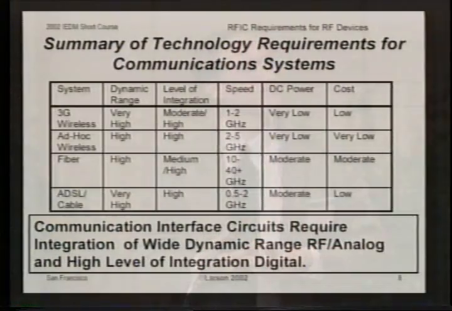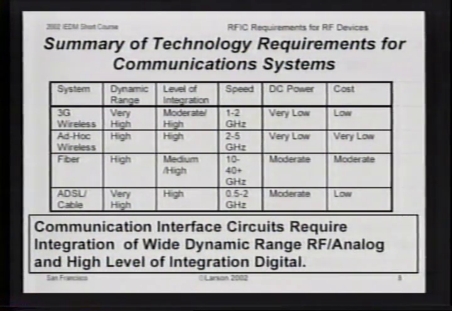So this chart summarizes the technology requirements for a variety of different high-frequency communications applications. I've also thrown in some wireless, wireline and fiber optic-based systems as well, to show the complete spectrum of communication integrated circuit applications and what the environment looks like. Now in the wireless field, the key requirements, as I mentioned before, are very low DC power and at the same time very low cost. These wireless systems also have very high dynamic range requirements, as Professor Abidi mentioned before. So how do you simultaneously achieve very high dynamic range, very low DC power, and very low cost?